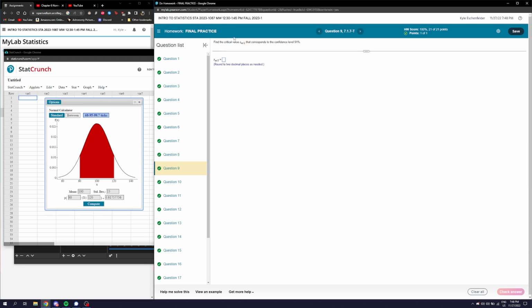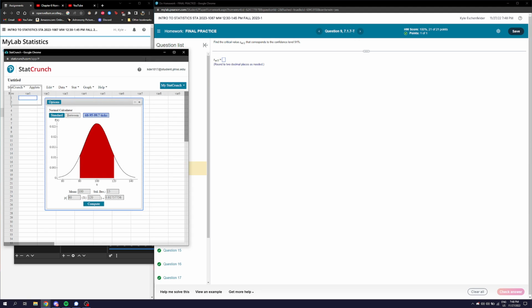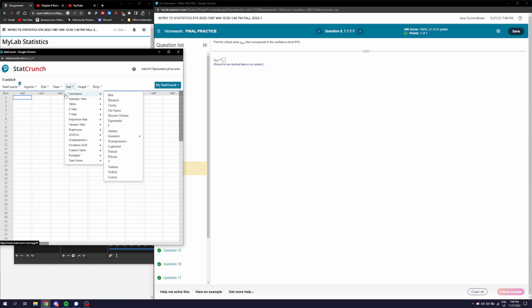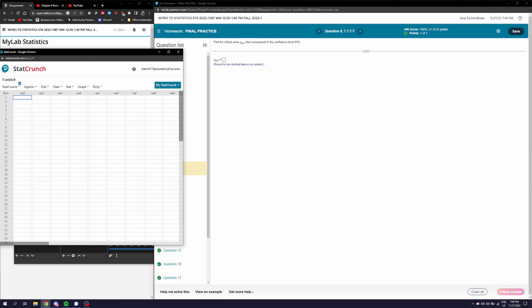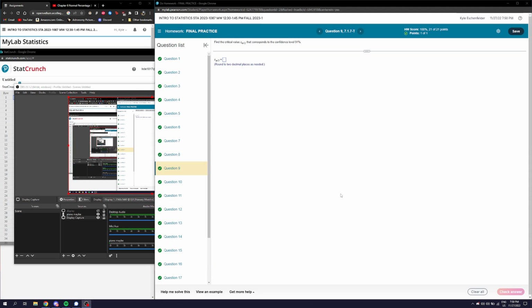So question 9. Find the critical value that corresponds to the confidence level. Okay, so this is no longer the normal calculator. Let's see if I can find this. I think it's one of these two. What is the variance? Oh, I don't think it was this. Let me try to remember which one.